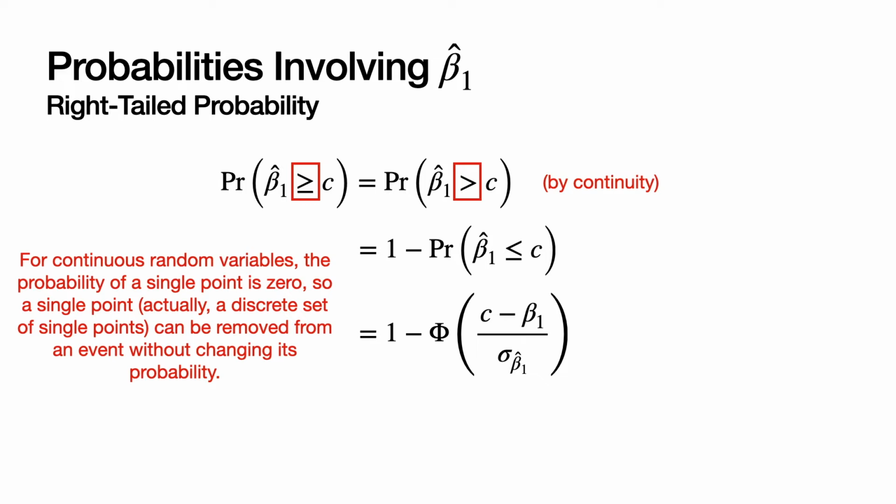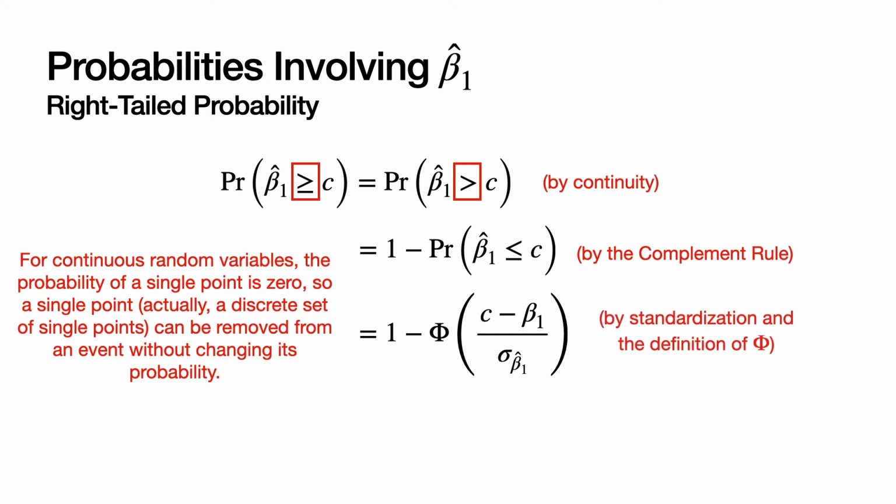So a single point, actually a discrete set of single points, can be removed from an event without changing its probability. And so by continuity then, the probability that beta 1 hat is greater than or equal to c is equal to the probability that beta 1 hat is strictly greater than c. The next step follows from the complement rule. And so the probability that beta 1 hat is strictly greater than c is equal to 1 minus the probability that beta 1 hat is less than or equal to c. And the last step follows by standardization and the definition of cap phi.